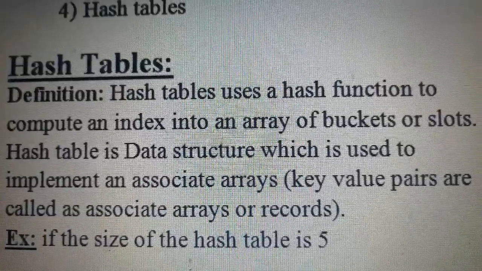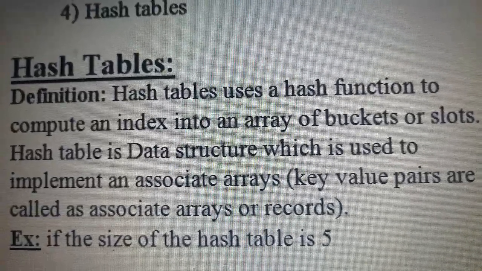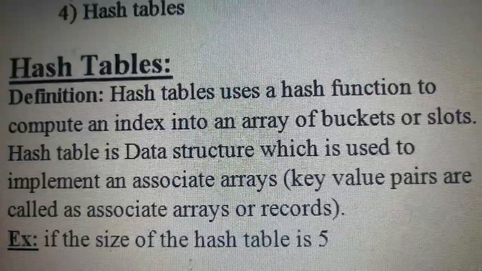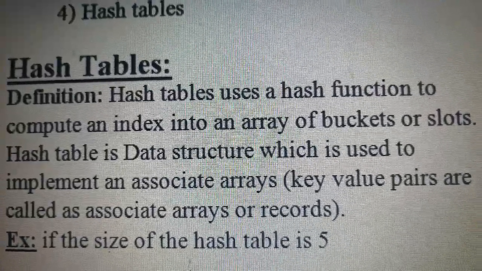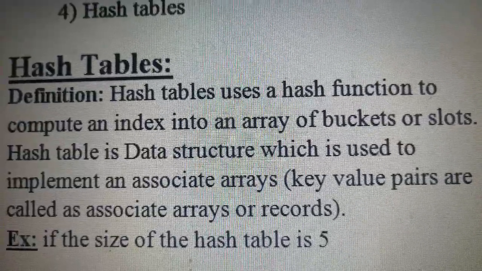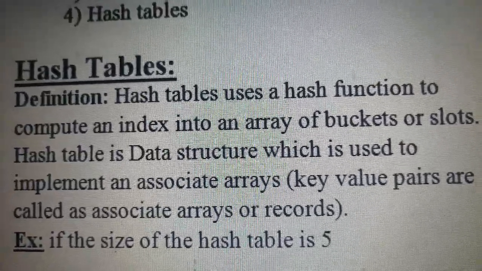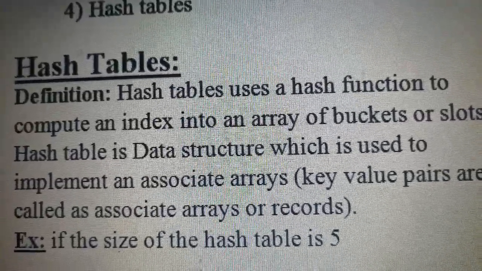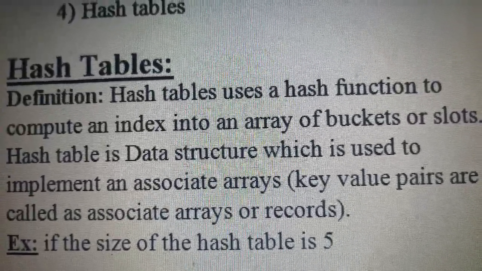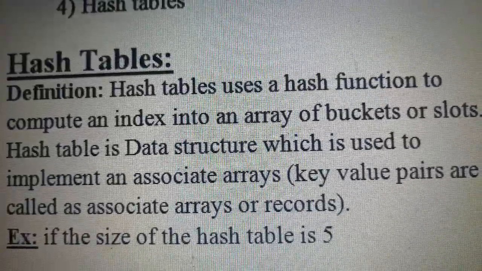Coming to hash tables, a hash table uses a function called a hash function, which is used to compute an index into an array of buckets or slots. We have an array, and that is nothing but a hash table. The hash table is represented in the form of an array, and in that array we store the values.